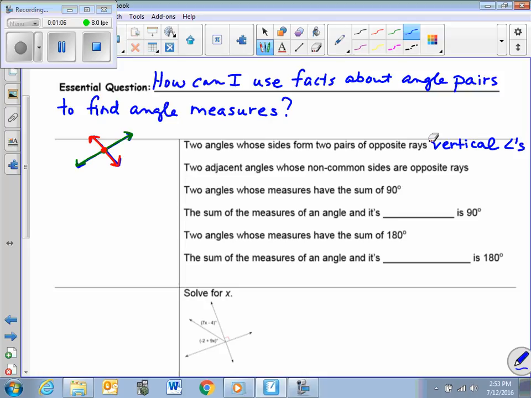And something I think I need to note here, because it isn't further down in the notes, is that vertical angles are congruent. So keep that in mind. You'll need to use that when we go to solve one of our examples toward the end of the lesson. So these are vertical angles.